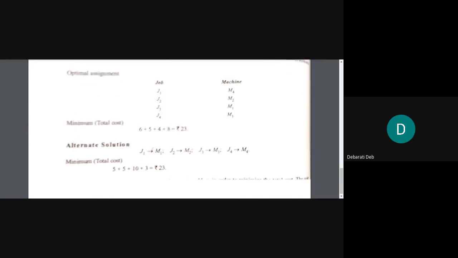This is the solution that has been shown in the book, but if you copy, you will not be able to answer. So you understand and then you solve.